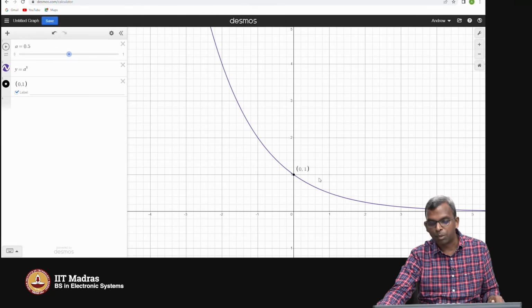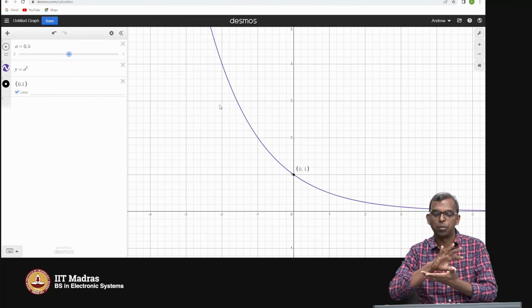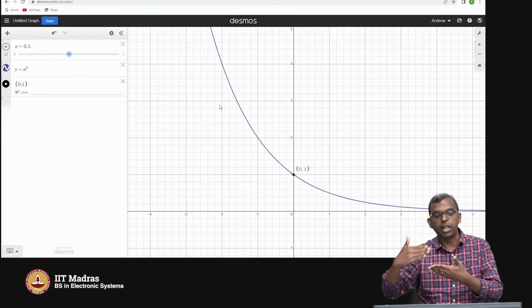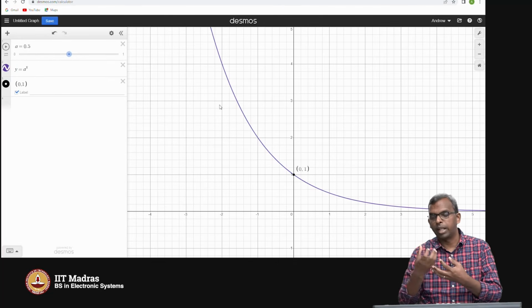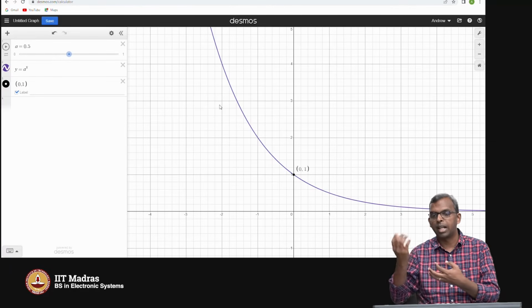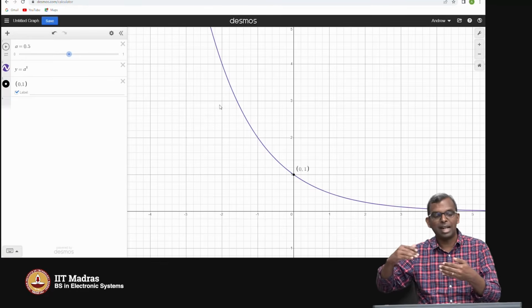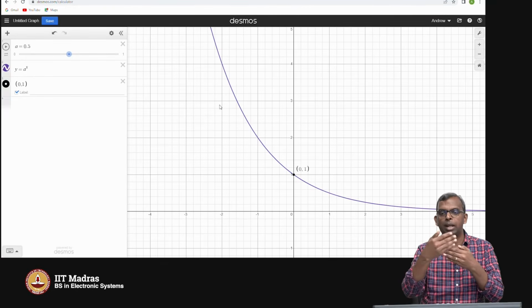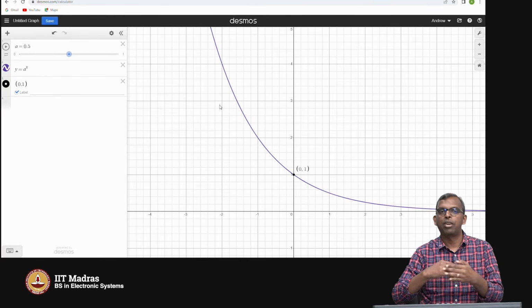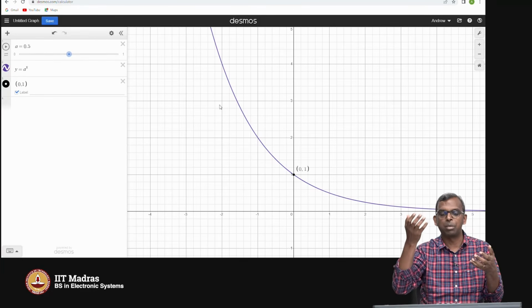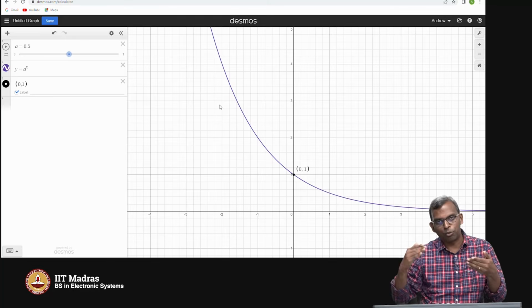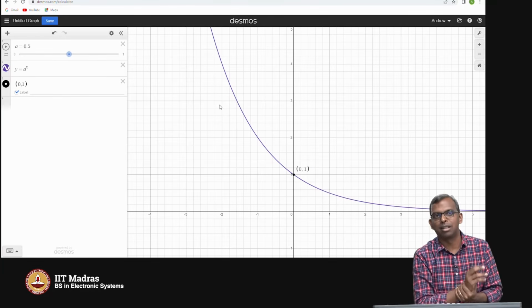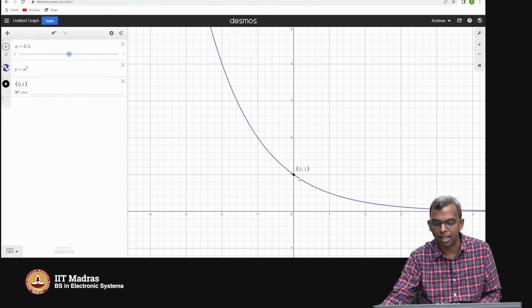It's got like an exponential behavior, but reversed. When x is positive, it is falling. It's 0.5 power x, right? So less than 1. So what you're raising to the power is less than 1. The base is less than 1. So when you keep raising to higher and higher power, it will fall off to 0. On the other hand, if x is negative and your base is less than 1, it's going like 1 by 0.5 whole thing raised to the power of a positive number. So it's like 2 power x. So it's sort of going off exponentially high in this direction.